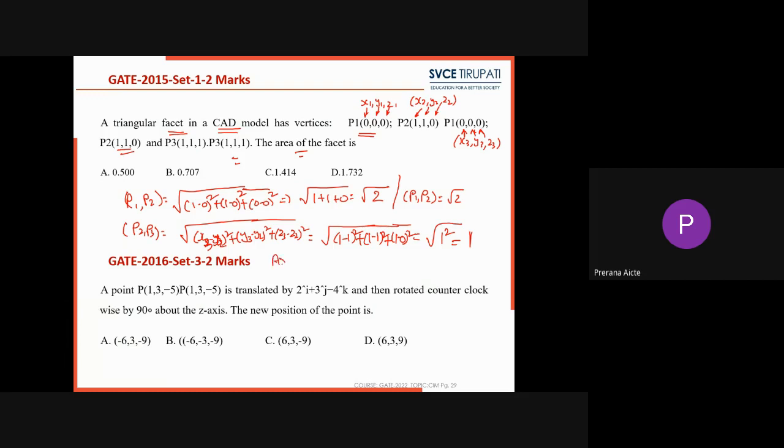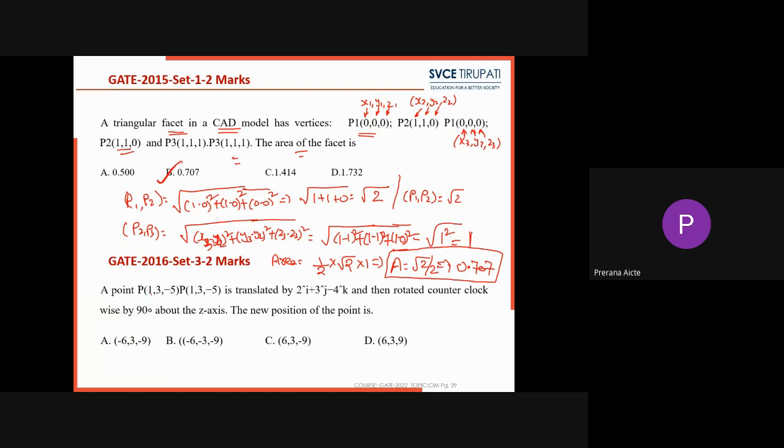So the area formula is half into root 2 into 1. That implies area is equal to root 2 divided by 2, so area is equal to 0.707. This is the answer for area. That means in this particular bit, we have to consider the answer as 0.707. Then coming to the next one.